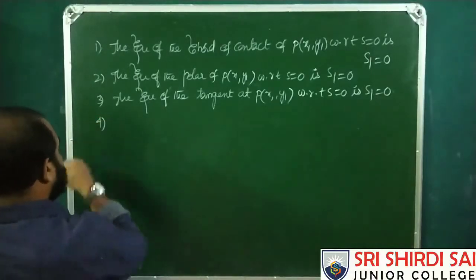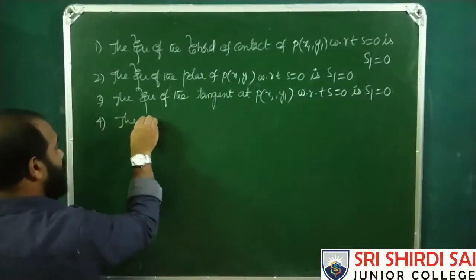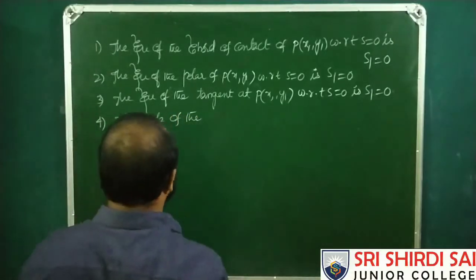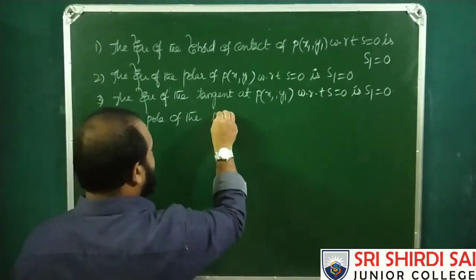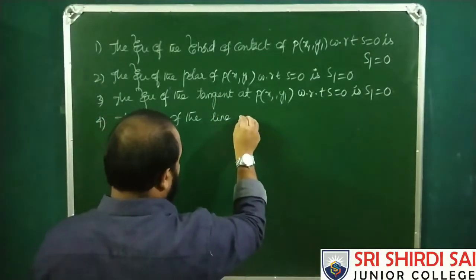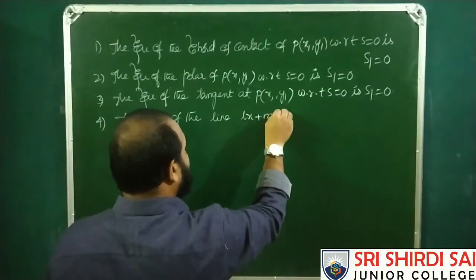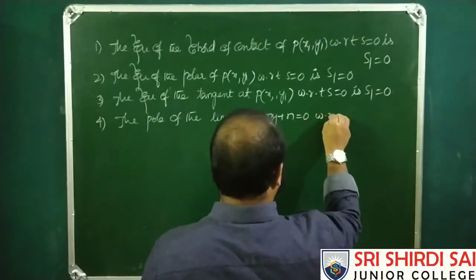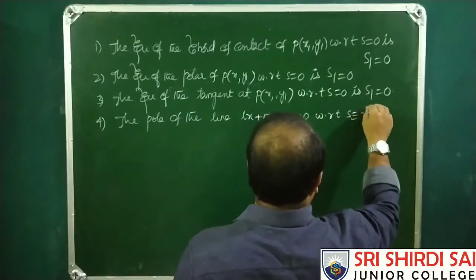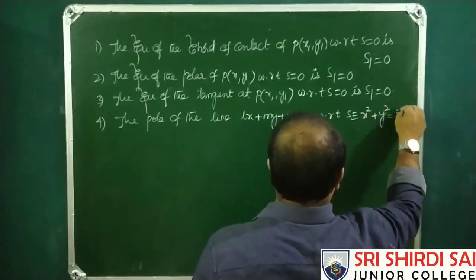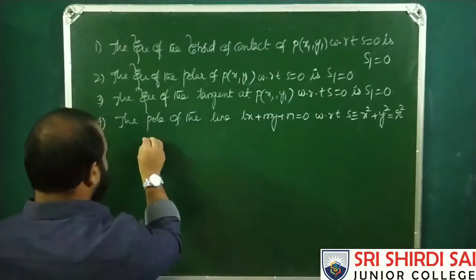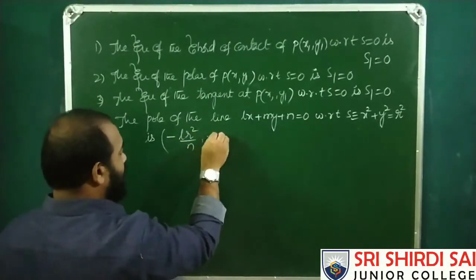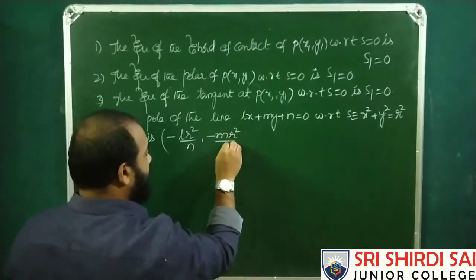And the fourth one, the pole of the line Lx plus My plus n equals 0 with respect to the circle x square plus y square equals r square is (minus l r square by n, minus m r square by n).